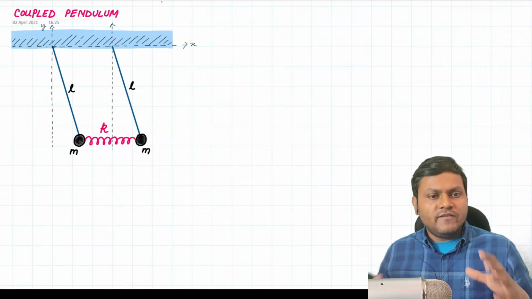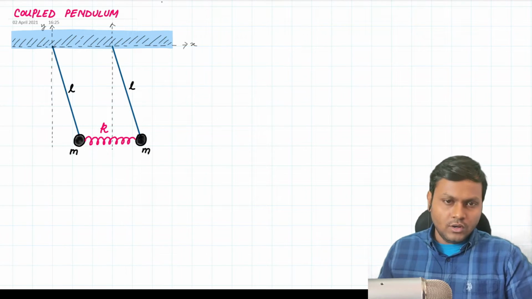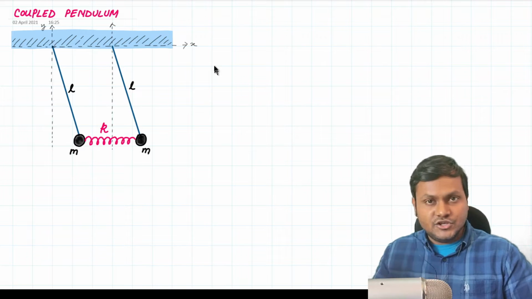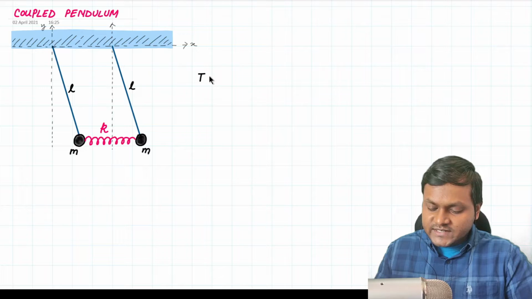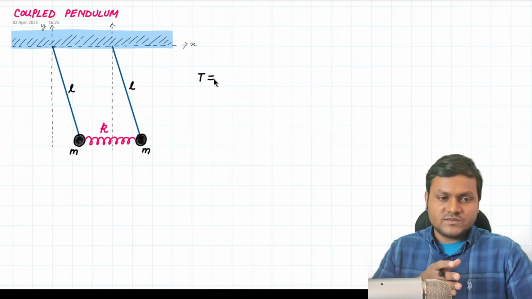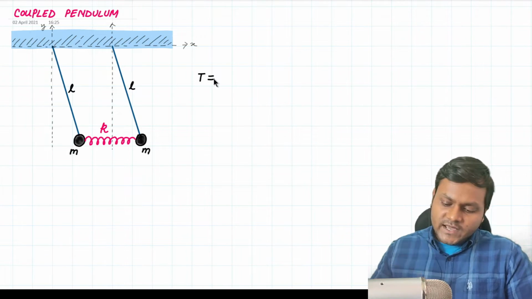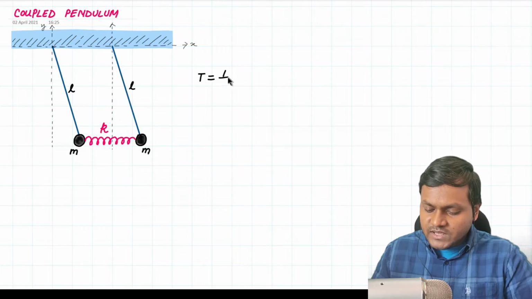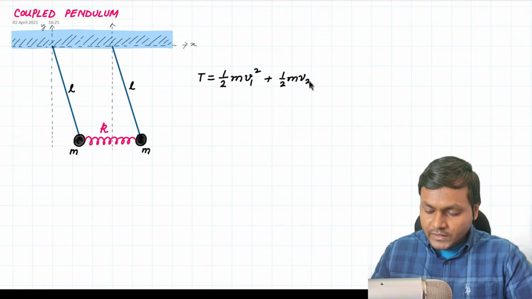Okay, so if I want to obtain the equations of motion of this kind of a system, first of all, I need to obtain the Lagrangian. And to obtain the Lagrangian, we need to calculate, let's suppose, the kinetic energy of the system. There are 2 point masses here. The first mass is attached to the first pendulum, the second mass attached to the second pendulum. So the kinetic energy expression for this kind of a system is simply given by half m v1 square for the first mass, and half m v2 square.